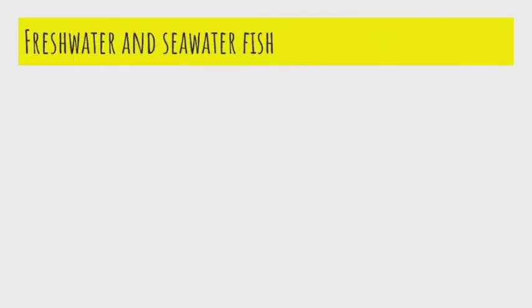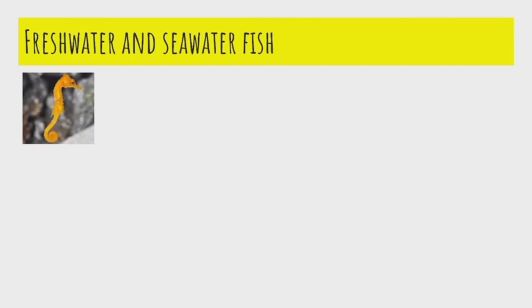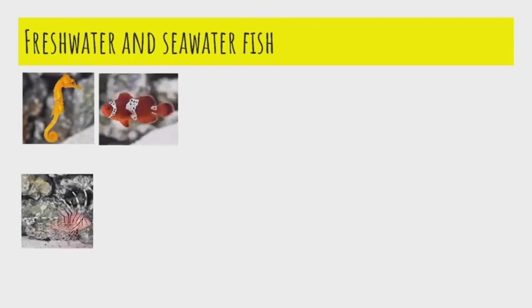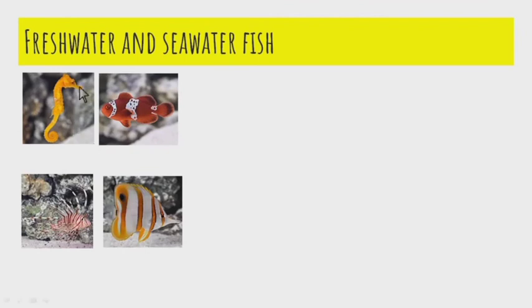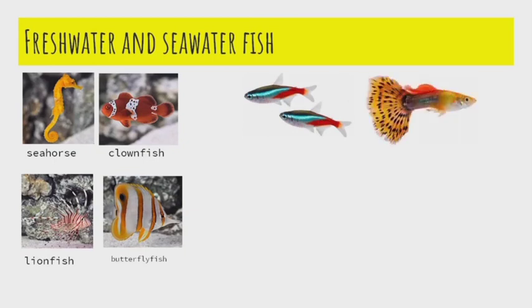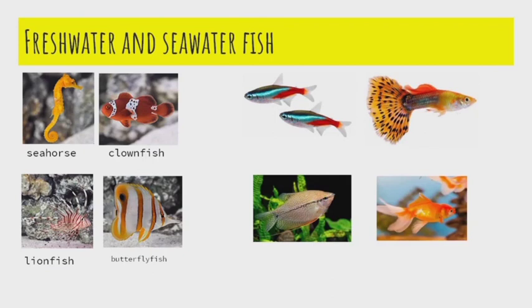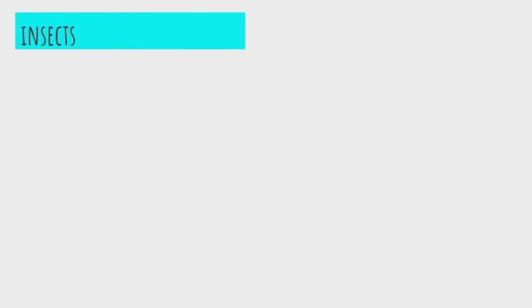Fish can be found in seawater and freshwater. See this fish. Have you ever seen this kind of fish? What is this? Yes, seahorse. This is clownfish. This one is lionfish. And this one, butterflyfish. They live in seawater. While these animals, do you know what fish is this? Yes, neon tetra, guppy, pearl gourami, and goldfish, they live in fresh water.